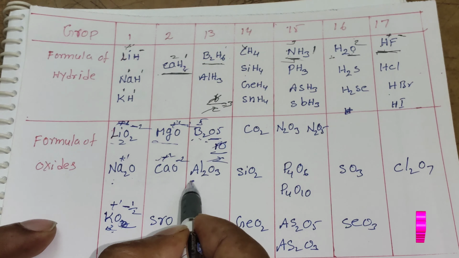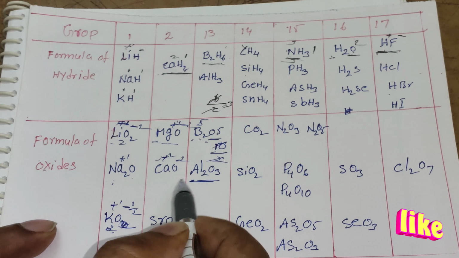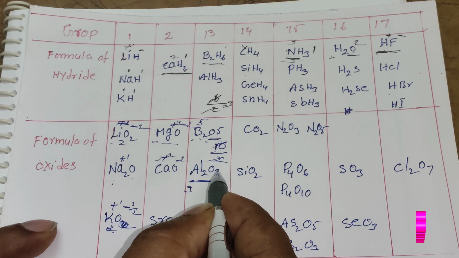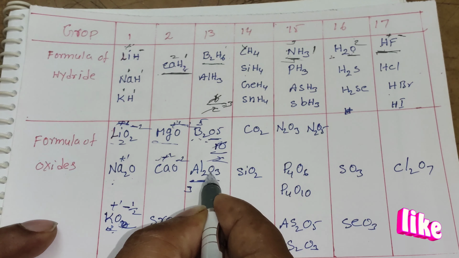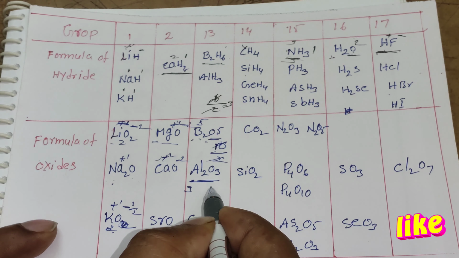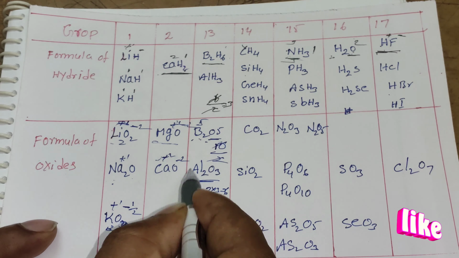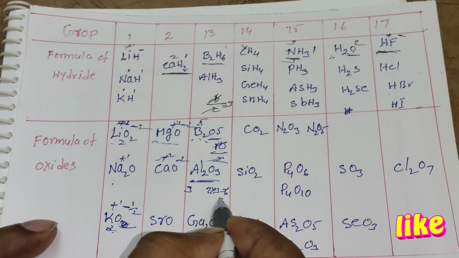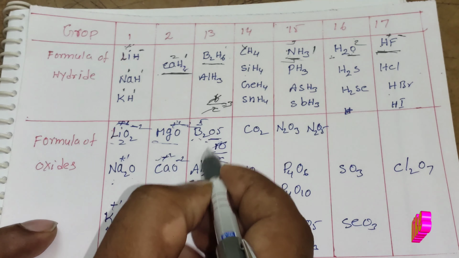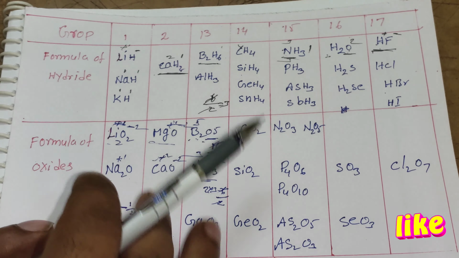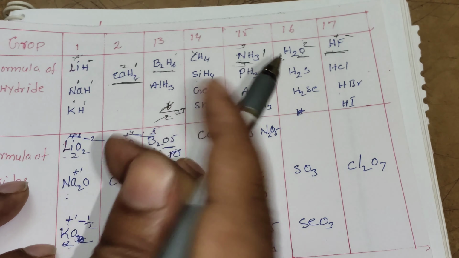Along with that, Al2O3. In Al2O3, aluminum valency is 3. Why? Because they have 3 oxygens present. Each oxygen valency is 2, into 3, that equals 6. And how many aluminiums are there? They have 2 aluminiums, so aluminum valence is 3. Along with that, germanium oxide also. And next one is carbon dioxide.